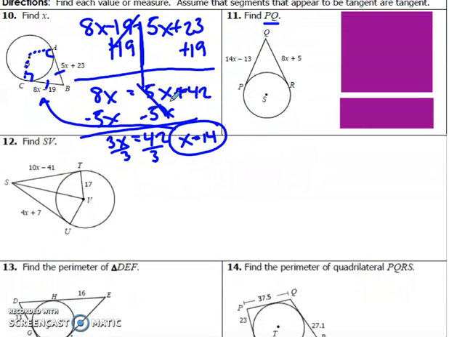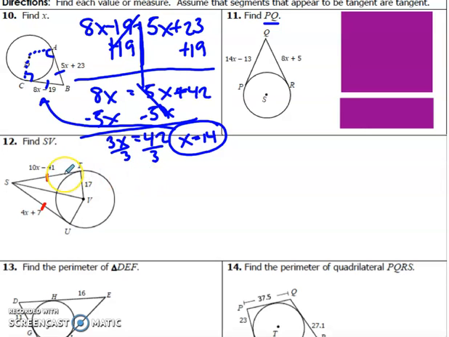All right, looking at the next problem. Again, lines that appear to be tangent will be, so ST is a tangent line, so I'm going to make a congruent mark. SU is a tangent line, so I'm going to make a congruent mark. Notice SV is not a tangent line. That would be a secant line because it goes through the circle.